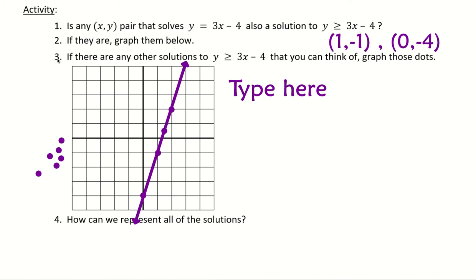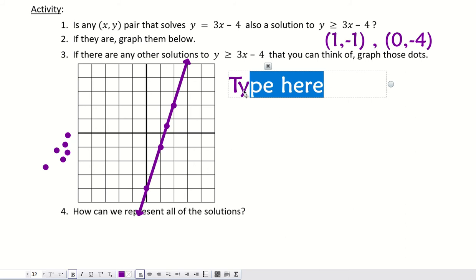So then we move on to question 3. If there are any other solutions to the entire inequality that you can think of, graph those dots. All the points on the line solve just y equal to 3x minus 4. But when you include the fact that y can also be greater than 3 times x minus 4, that opens up the door for more solutions, right?